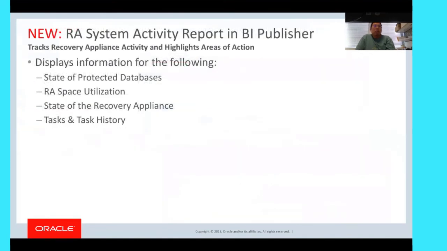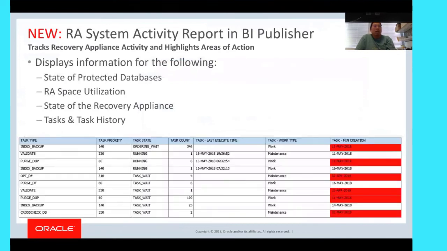Now next, we want to talk about the new System Activity Report that's available in BI Publisher. We have a number of reports today in the appliance, and the System Activity Report gives us a very nice snapshot of the state of your databases, both space utilization, state of the processing or tasks that are ongoing on the system, and can easily highlight issues that might need to be looked at.